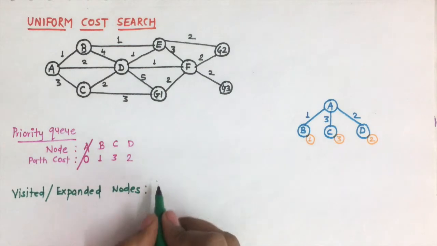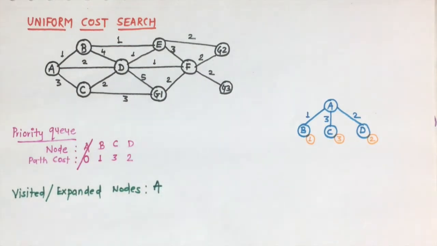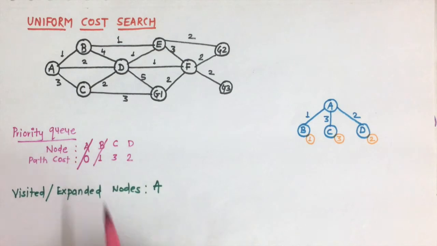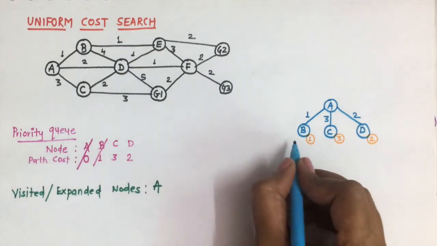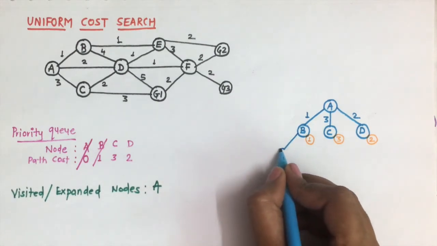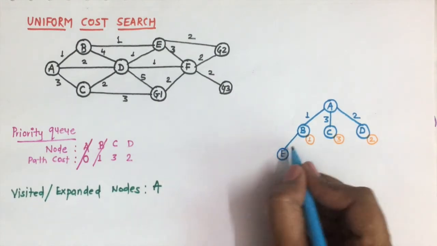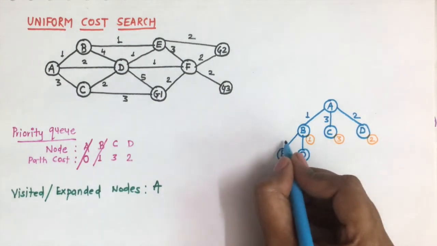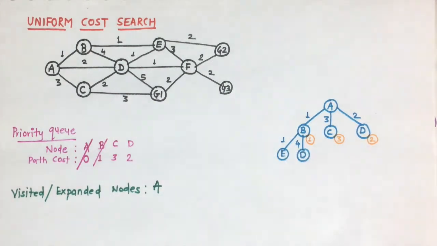Now A is expanded, so one node will be popped from the queue. As priority queue is used, node with lowest path cost will be popped. So here B is having the lowest path cost, so it will be popped from the queue. B is not goal state, so it will be expanded. There are 3 nodes adjacent to B, node A, node E and node D. As A is visited, we will not consider node A.